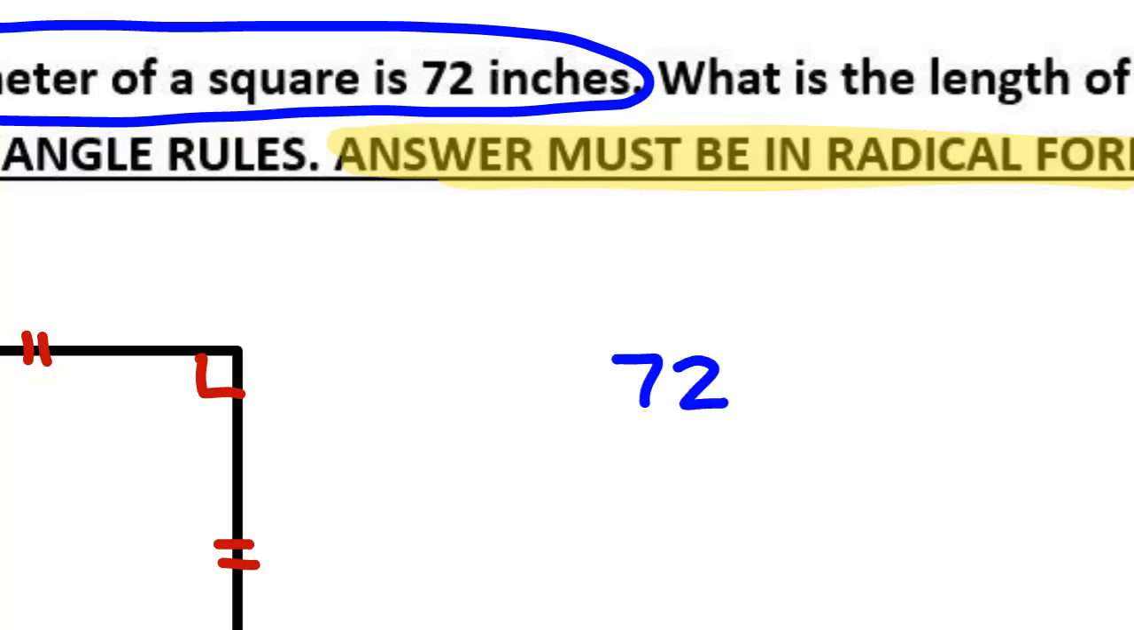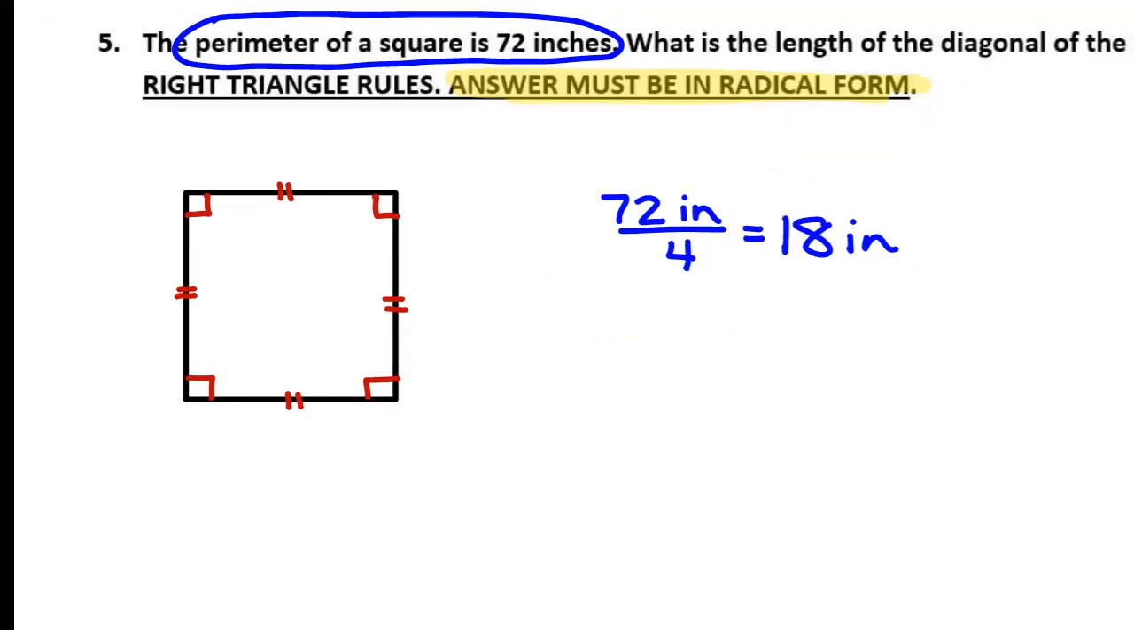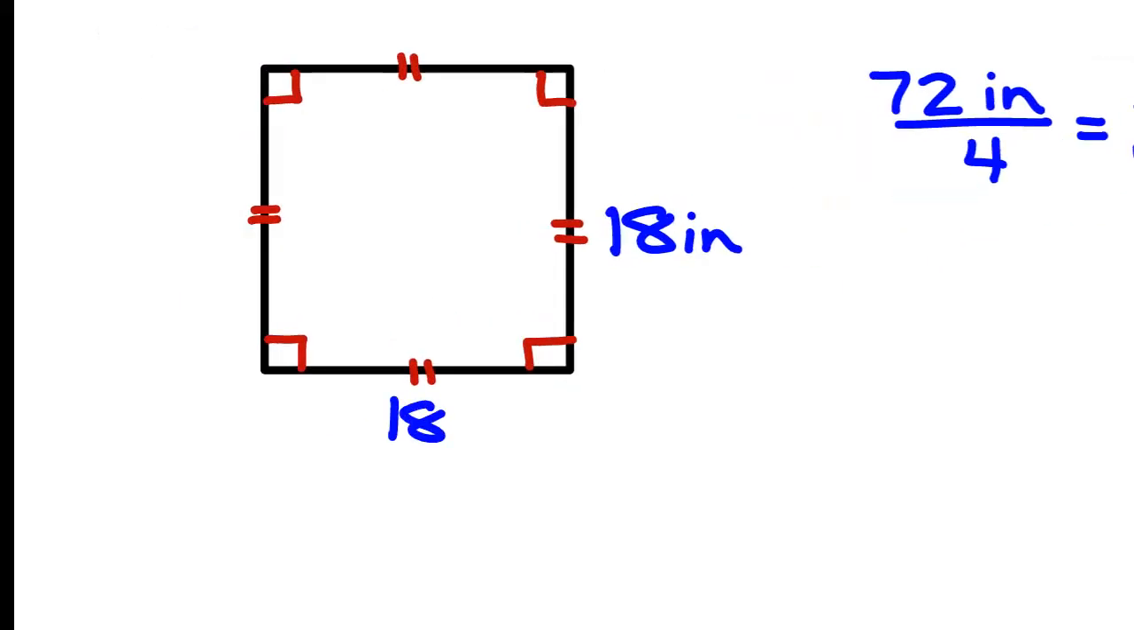Yes. 72 inches divided by 4. What is 72 divided by 4? 18. So each of these sides is 18 inches.